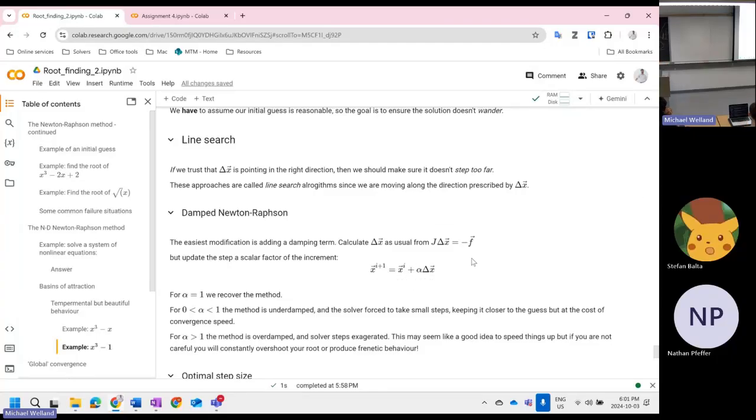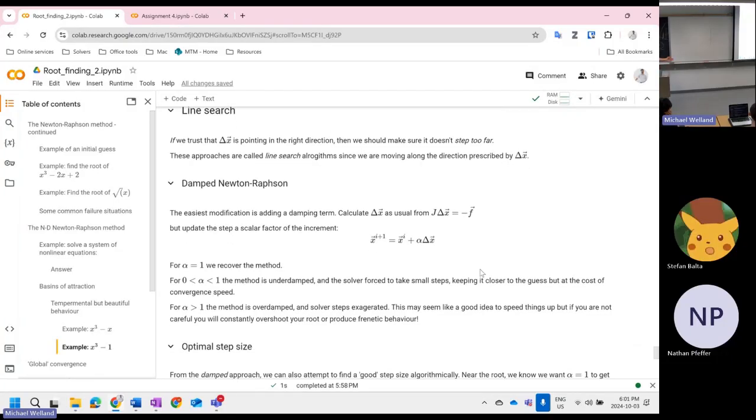All you do is keep your equations exactly the same, but now you change your incremental update equation by multiplying it by a scalar, and that scalar is your damping constant, alpha. For alpha equal to 1, you recover Newton. Great, you want that around the root. When it's less than 1, you are underdamped. In other words, you're taking smaller steps than you should. For over 1, you're overdamped, and now you're taking bigger steps than you normally should. Both of these are kind of meh, to be entirely honest.